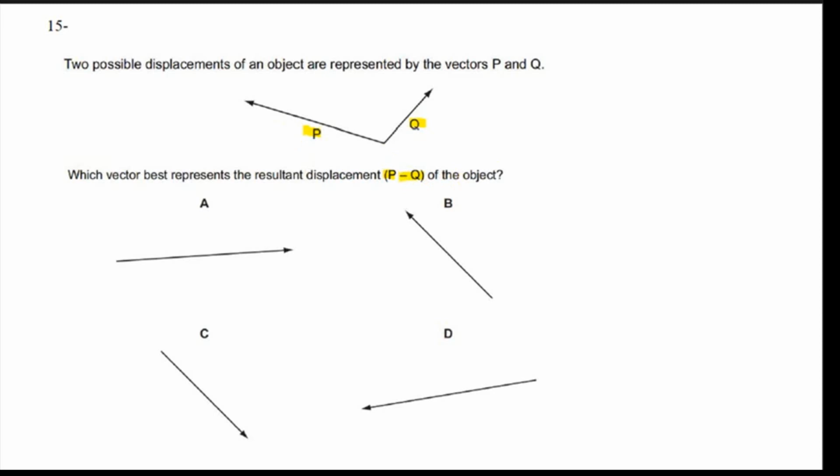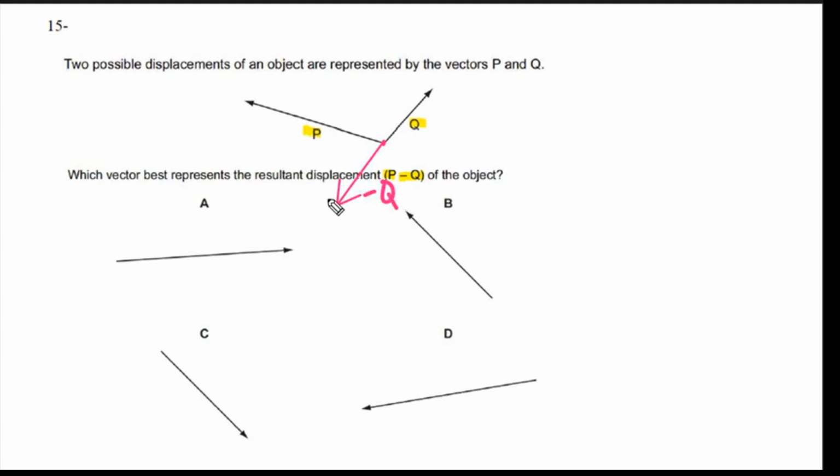Minus q is called a negative vector. A negative vector simply means that its magnitude is the same, but its direction is opposite. So we can draw it like this. This one is minus q, our negative vector. Now we have one vector p and the other vector is minus q.